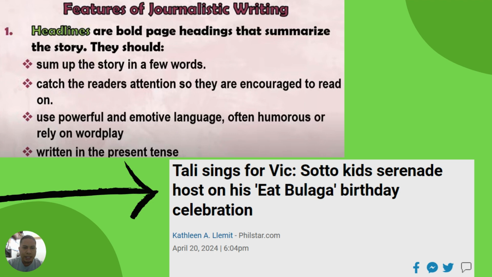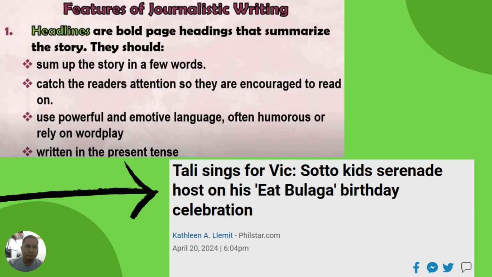So below, you can see on my screen an example of a headline that is pointed by an arrow. You can see "Tali sings for Vic. Soto kids serenade host on his Itbulaga birthday celebration." As you can observe, it is written in bold letters. And the verb used is written in the present tense. Sings. So, as you can see, written in the present tense.